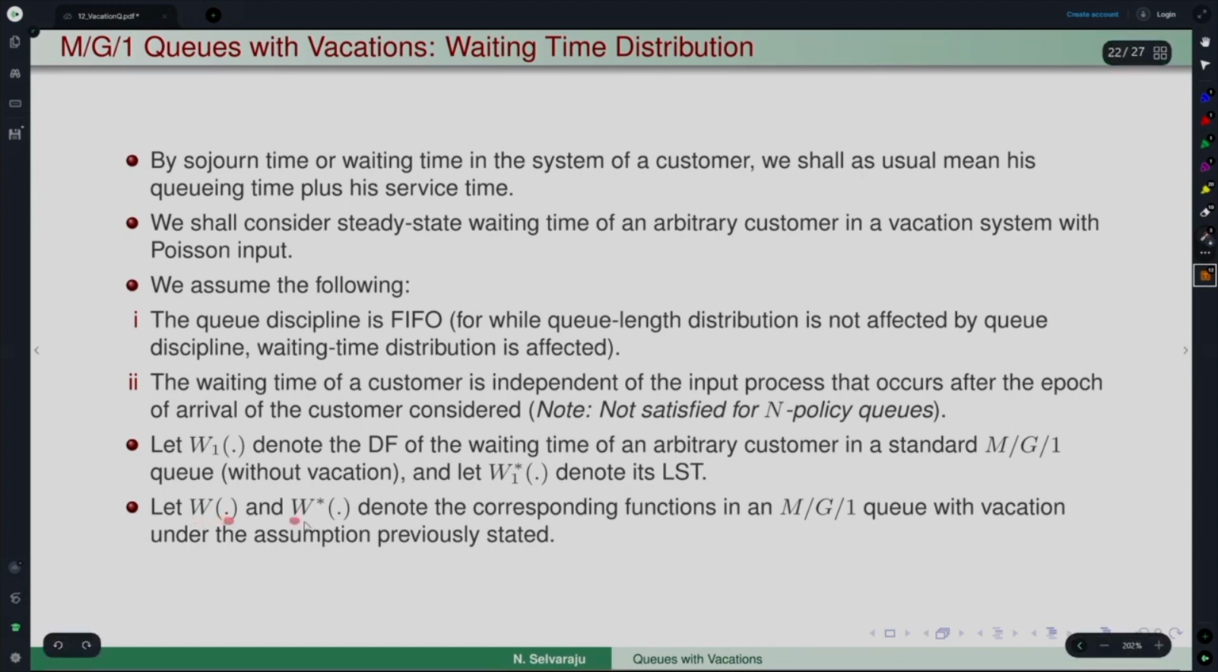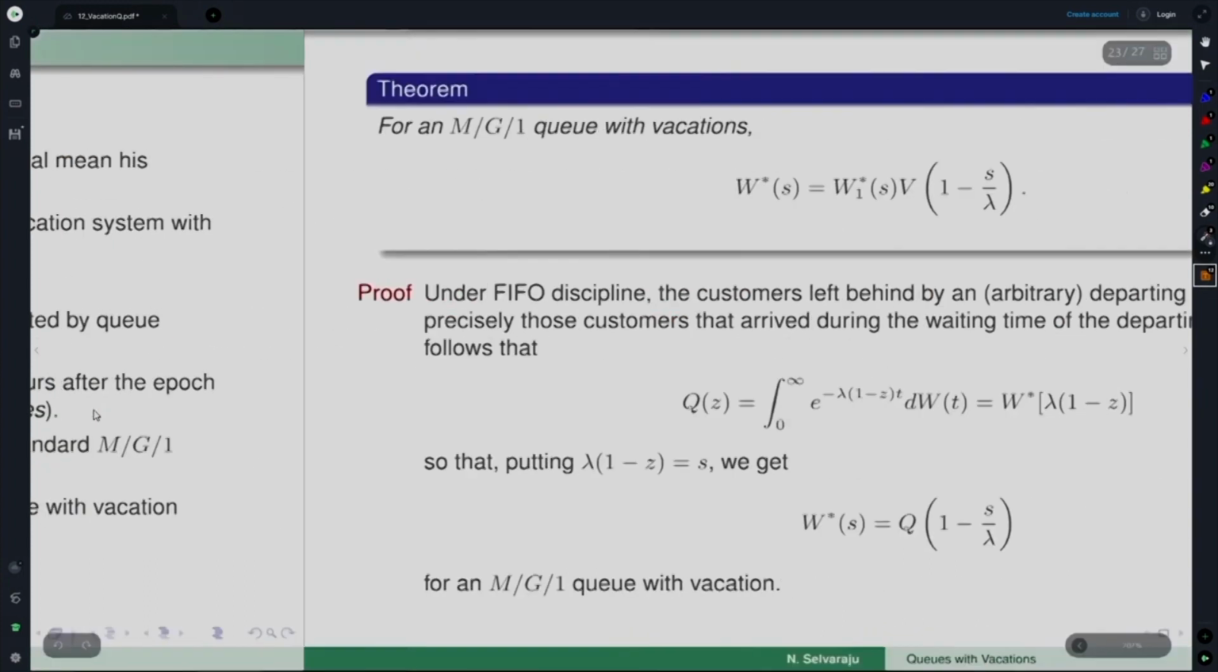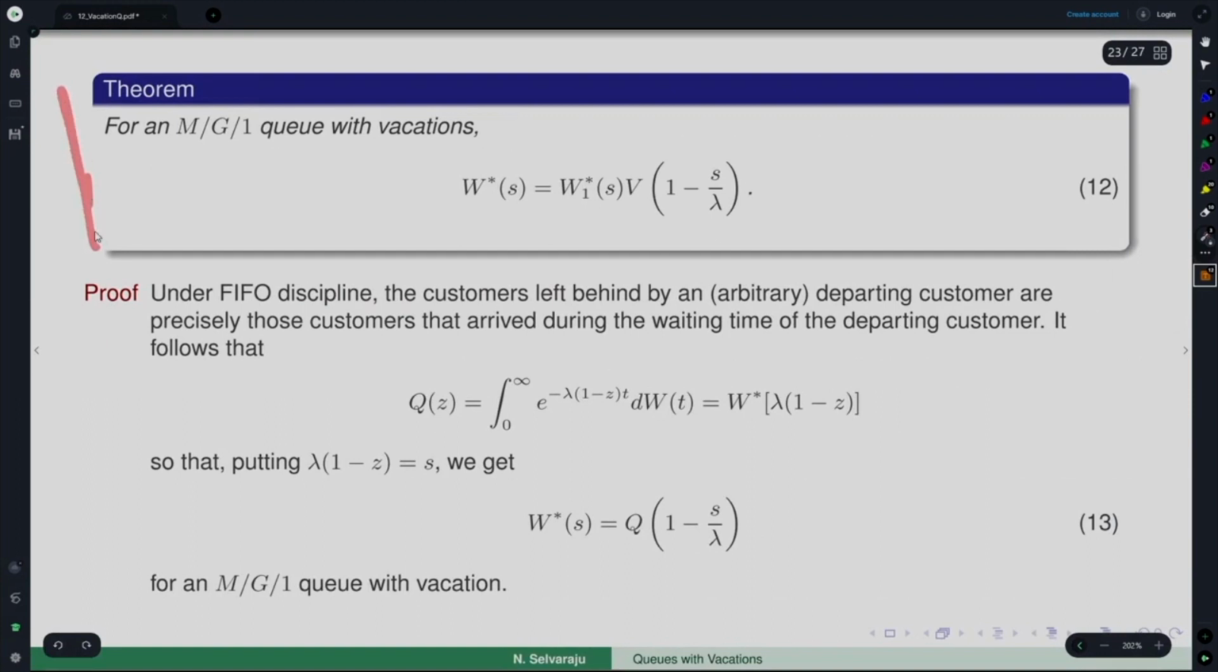And let W and W star be the corresponding functions of an M/G/1 queue with vacation under the assumptions that we have stated here. W1 is without vacation, W is with vacation. Then the basic decomposition result is given by this: W star of S, the Laplace-Stieltjes transform of the waiting time of a queue with vacation, is the product of the Laplace-Stieltjes transforms given by these two transforms.